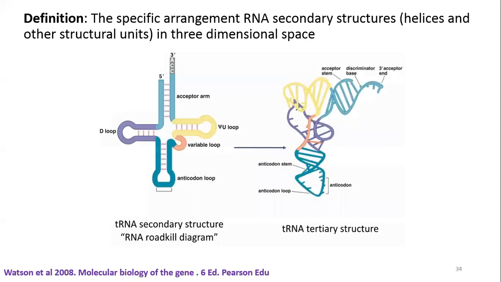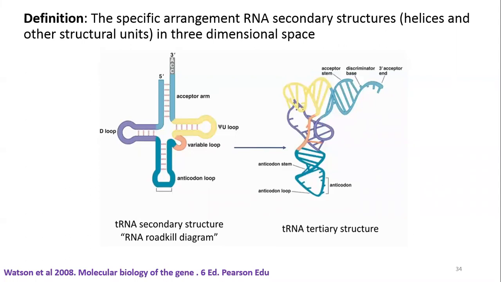So how would you define RNA tertiary structure? Just like protein, we can also define RNA tertiary structure as the specific arrangement of RNA secondary structures, which might include helices and other structural units in three-dimensional space. We have defined protein tertiary structure in a similar way: the specific arrangement of secondary structures involved in the protein in three-dimensional space. We call it its tertiary structure. The same is the case with RNA.